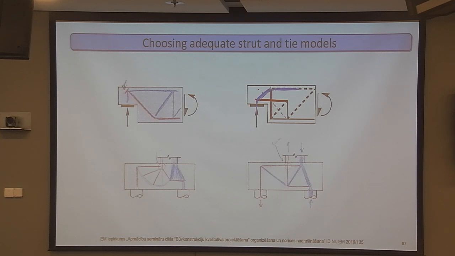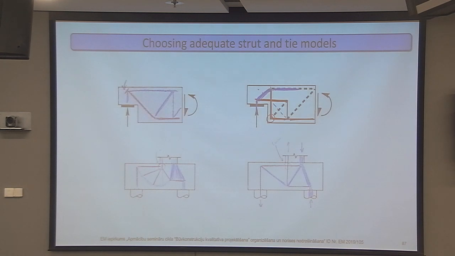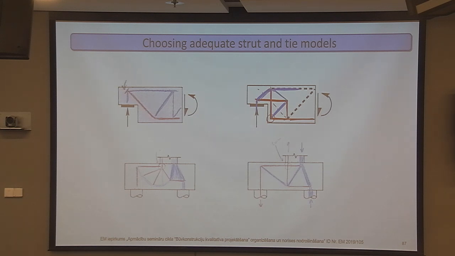Now in the bottom, in this node, we would need to turn the tie in here, and then we would have a compression in here that would then also anchor this reinforcement. We can either anchor this up to here, or we could turn it down like that and use it to anchor this strut in here.